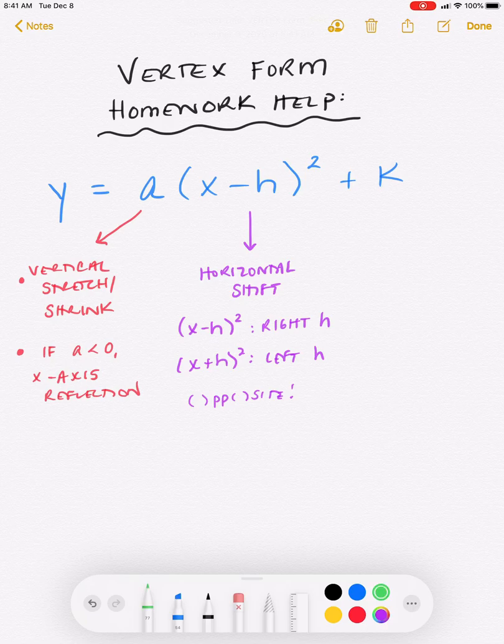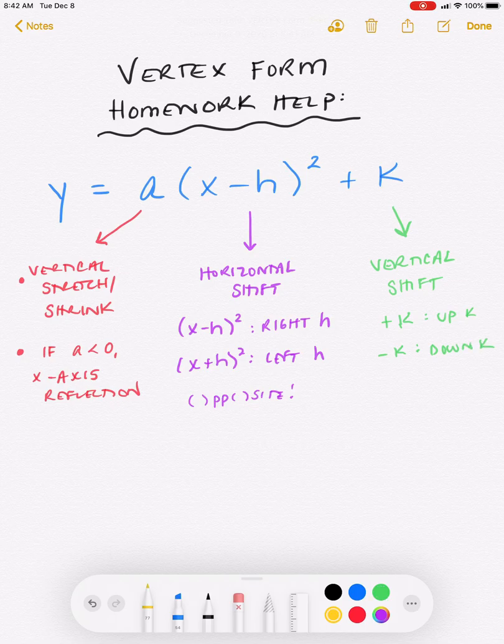And then finally over here we have this k value, which is the vertical shift. This is the other part that also moves the vertex of the parabola. Now this one's a little more straightforward. If it's plus k at the end, it's going to move up k units, and if it's minus k, it's going to move down k.